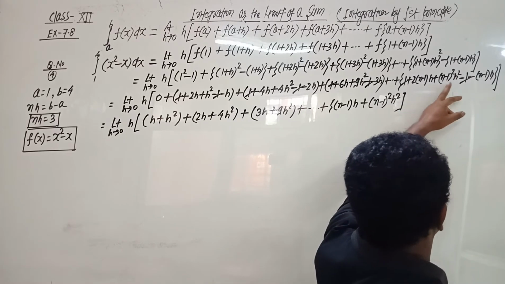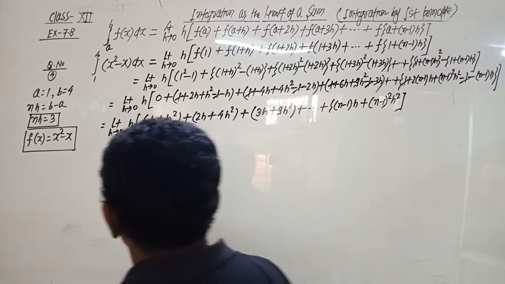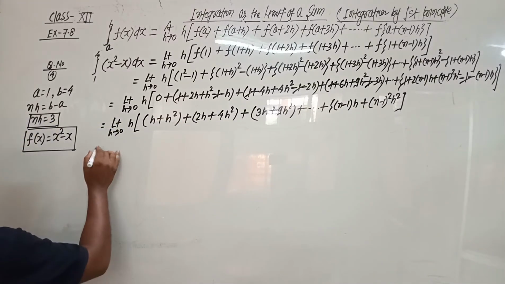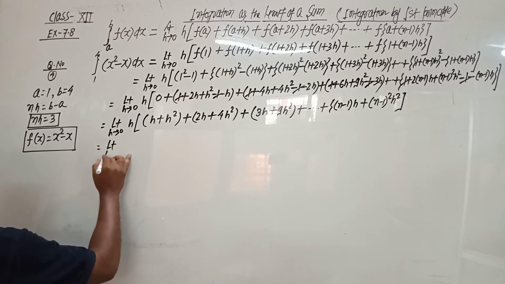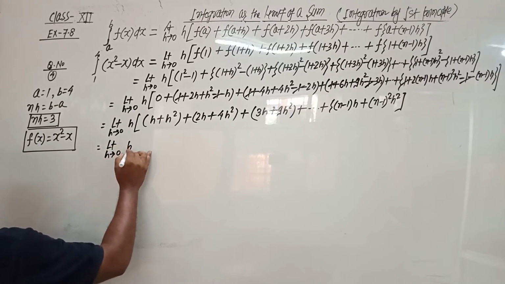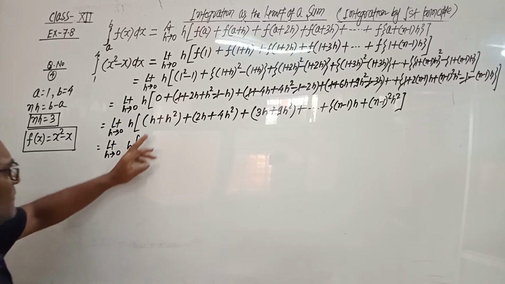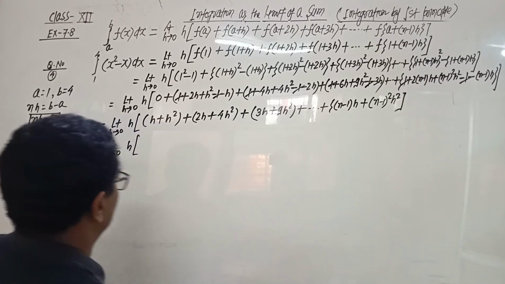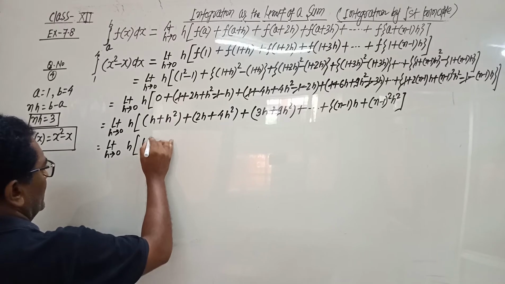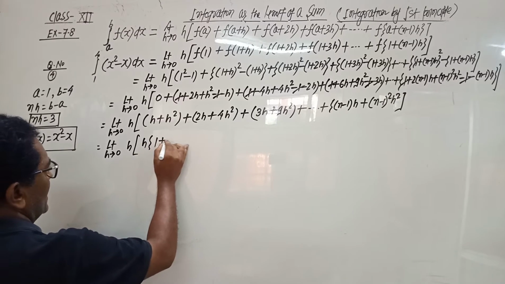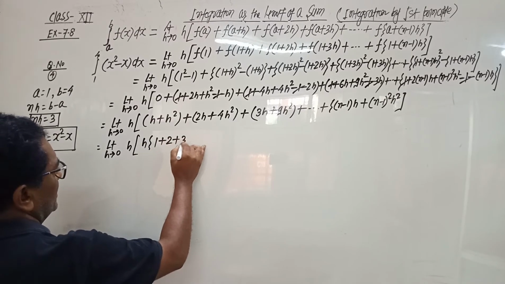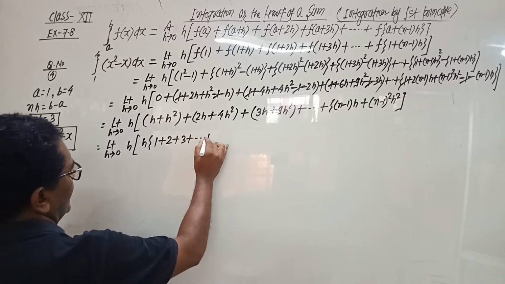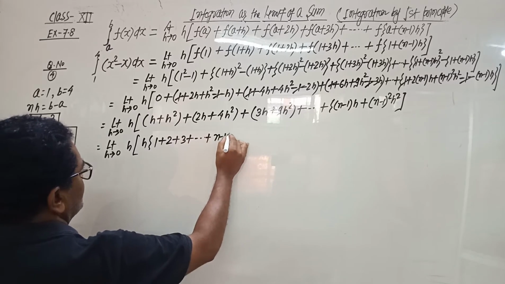This is (n minus 1) the whole square and h square. So limit h tends to 0, h from h, 2h, 3h and (n minus 1)h. We take h as common. So it comes 1 plus 2 plus 3 and so on up to n minus 1.